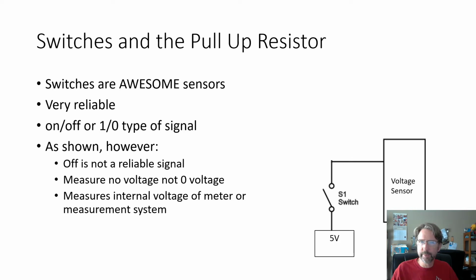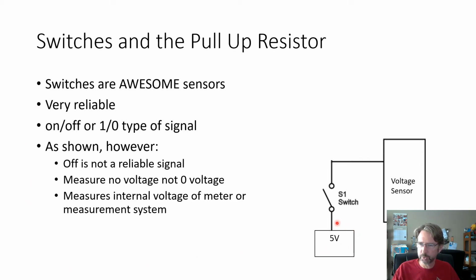So this signal conditioning that we're starting with has to do with using a switch as a sensor, so an on-off switch. Switches are highly recommended if they can do the job because they are really reliable, easy to tell when they're working, no real calibration required. But there's a common mistake people make when they use a switch as a sensor, and that's shown here.